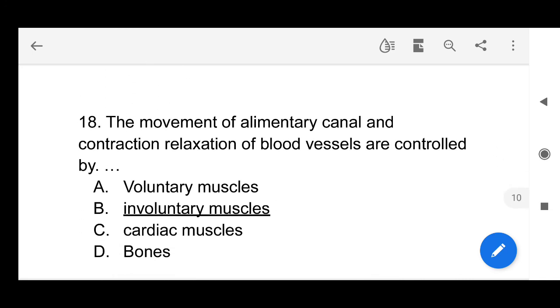The movement of the alimentary canal and contraction and relaxation of blood vessels are controlled by involuntary muscles. So see here, there are voluntary muscles also, which we can control through our will. For example, muscles of the hand and limbs we can control through our will, but the alimentary canal and contraction of blood vessels we cannot control with the help of our will. Those are always controlled by involuntary muscles only.